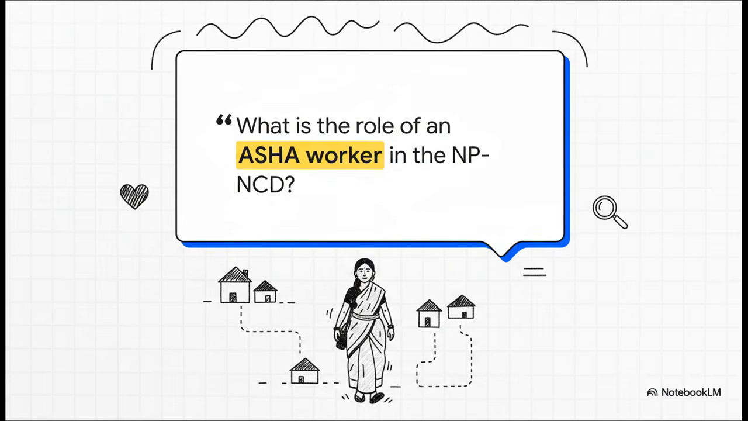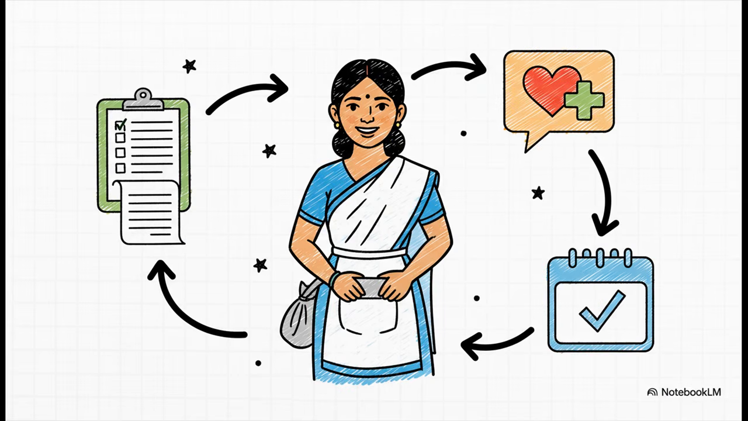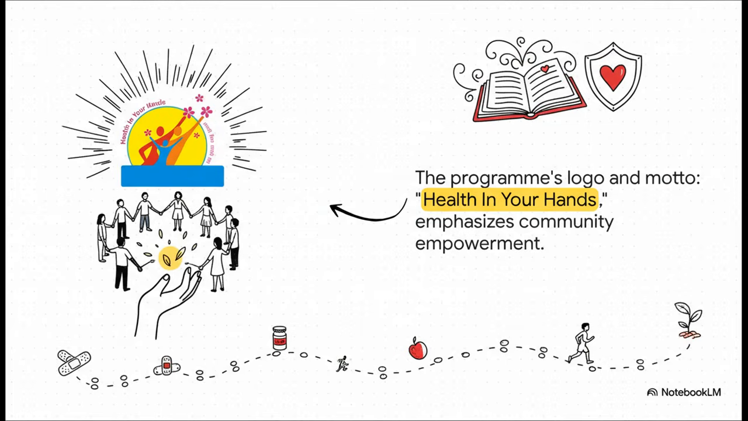A super common question you'll get is about the role of the ASHA worker. They're truly the foot soldiers of this program. And here's how you answer it: short, sweet, and to the point. You say, ASHA's primary role is population-based screening using the Community-Based Assessment Checklist, or CBAC. They're also vital for health promotion and making sure patients follow up. Concise, accurate, and impressive.